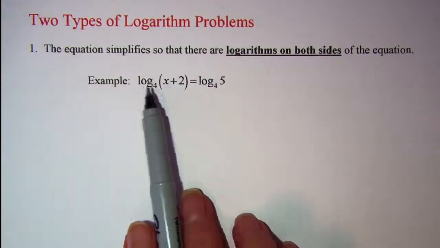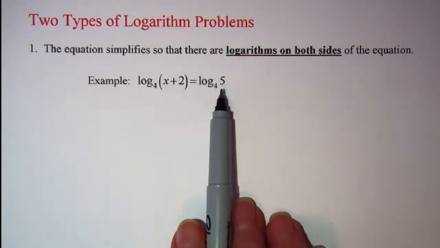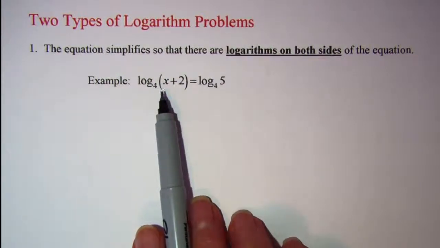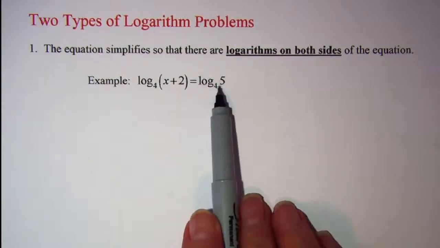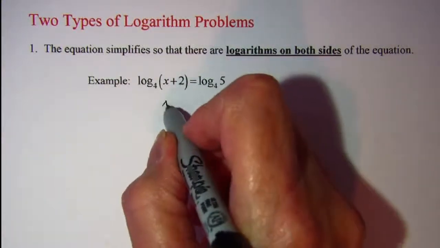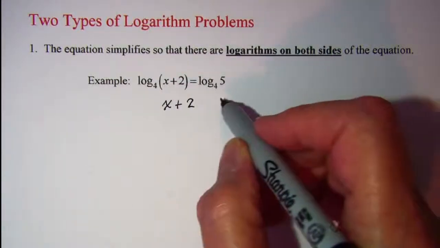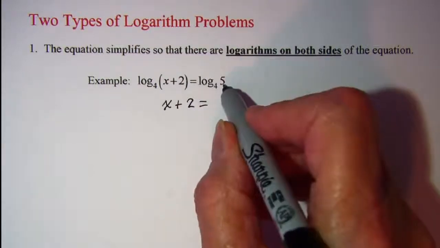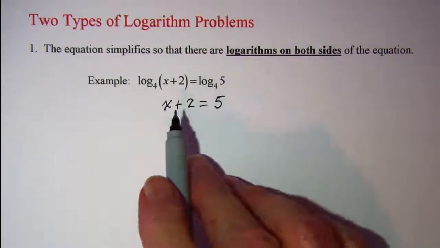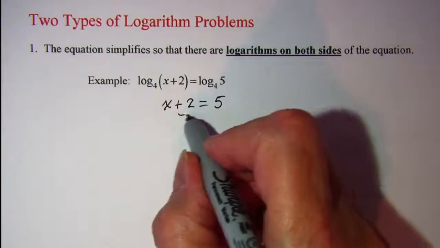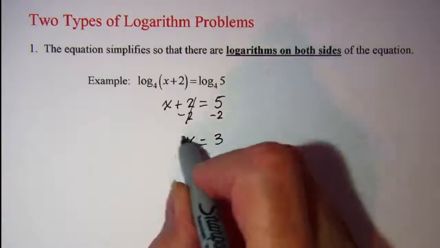Now, when you have a simple logarithm on the left side and a simple logarithm on the right side, and they both have the same base, in this case base 4, then we can say that the arguments are equal. So all we need to do is write the argument on the left side, x plus 2, is equal to the argument on the right side, which is 5. Solving for x, we subtract 2 from both sides, and we see that x is equal to 3.